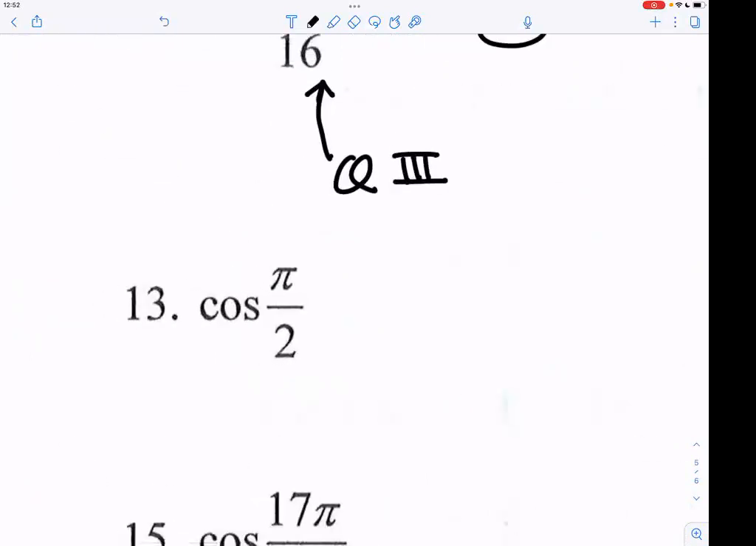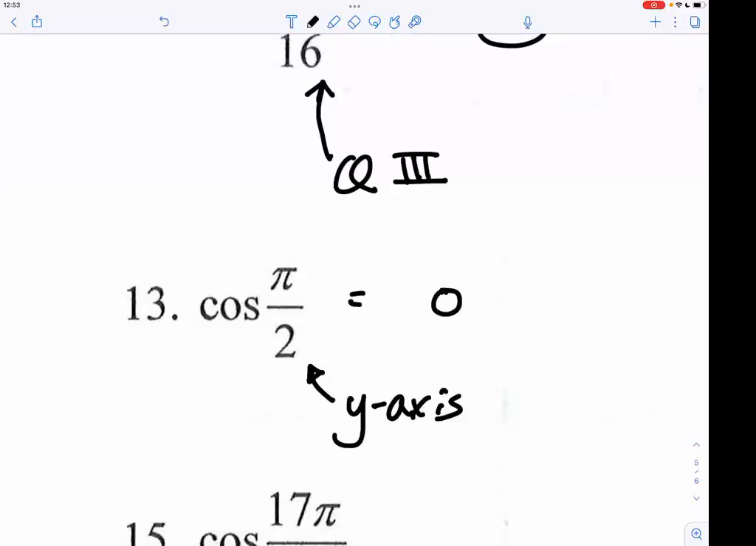Cosine of pi over 2. Now, pi over 2, it's not a quadrant. It's actually on the axis. It's on the y-axis, right? And on the y-axis, cosine of pi over 2, cosine is the x value, right? So look at the unit circle. What's the x value when the angle is pi over 2? Pi over 2? 90 degrees. Yeah, well, this is equivalent to 90 degrees. The cosine of pi over 2 is 0.